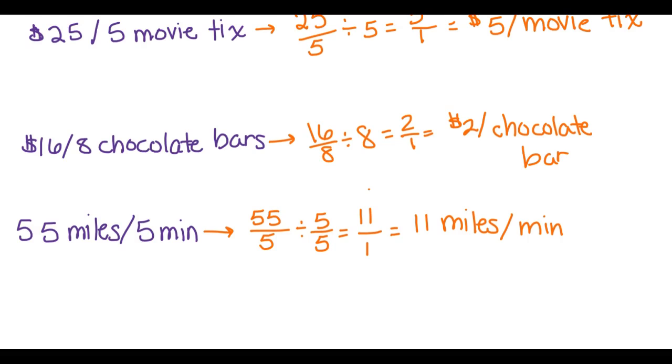And because that 1 is implied, I don't have to put it in. So just like with the movie tickets and the chocolate bars, it's $5 per movie ticket. I don't have to say, hey, that's $5 for every 1 movie ticket. Hey, that's $2 for every 1 chocolate bar. This is just how this works.